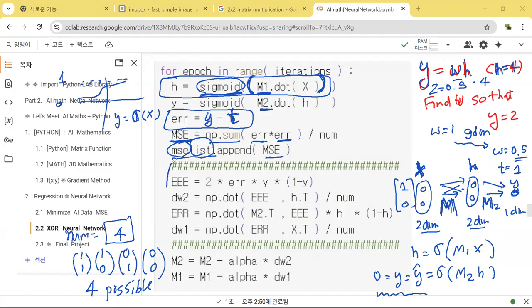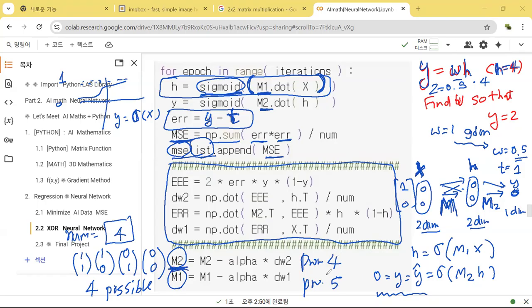Then please memorize this part. And then problem 3, problem 4 and problem 5 are related to finding M2 and M1. So this is problem 4 and this is problem 5. Okay. So problem 4 is how to find out M2. Problem 5 is how to find out M1.